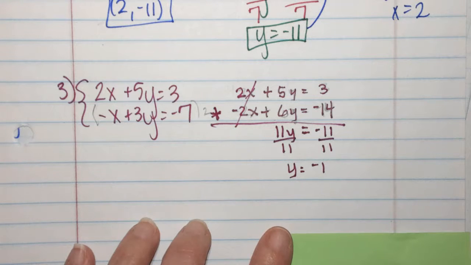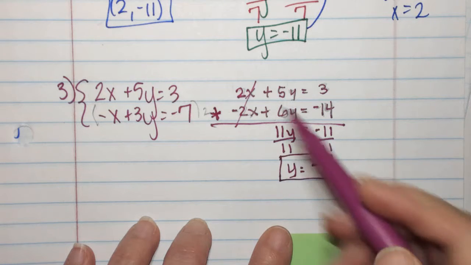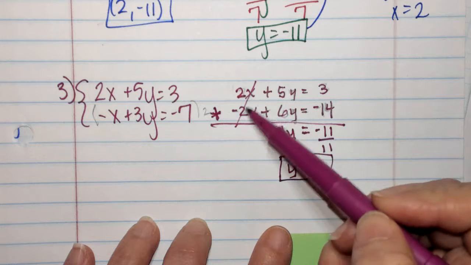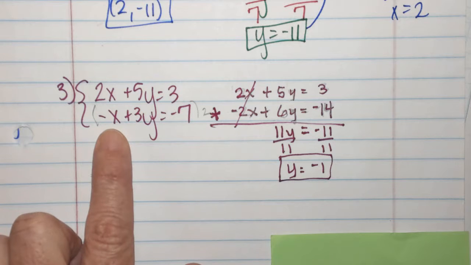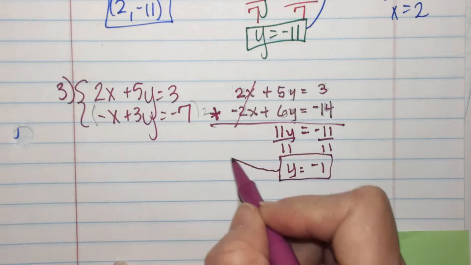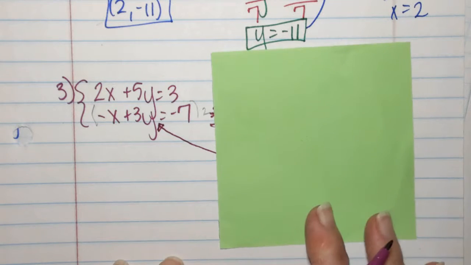James, what's next? You have to solve for x. Perfect. We know that y is negative 1. You have 4 choices, 4 places to plug that in. Any of those are fine. Which one do you want to do? Let's do the bottom one. So we're going to plug it in here for the y value, covering up our other stuff.